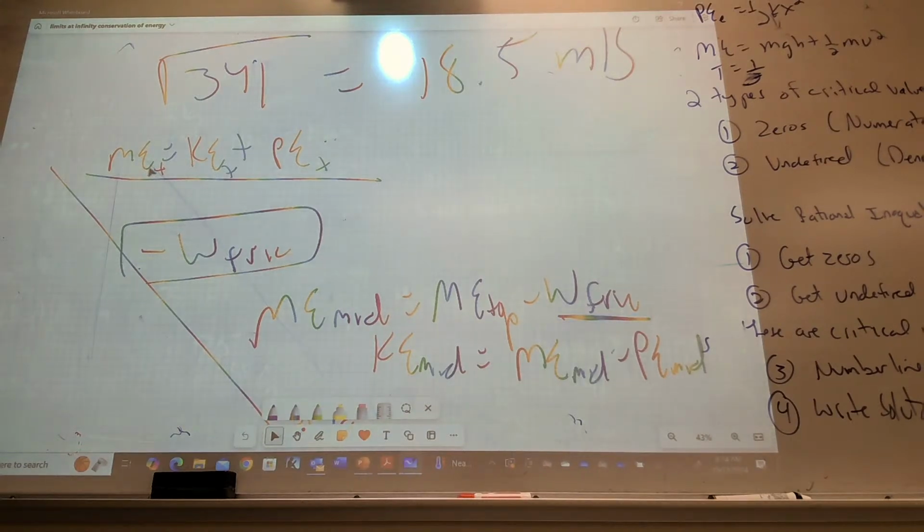Could you say that? Mechanical energy at the top, this T is for top, is equal to kinetic energy at the top plus potential energy at the top. Then if there's friction, your mechanical energy in the middle is equal to the mechanical energy at the top minus the work done by friction. The kinetic energy in the middle is equal to the mechanical energy in the middle minus the potential energy in the middle. What's a W? Work.